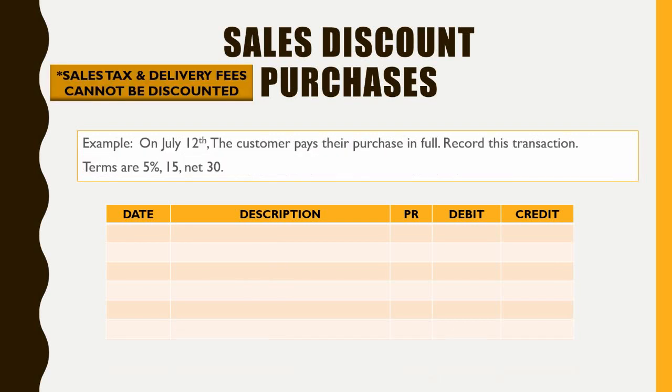Okay. So let's go ahead and say the customer decides to pay us in full in time for our discount. So he gets to receive a 5% discount on 15 net 30. So he met the 5% discount. So how much am I going to be collecting from this customer, assuming he paid with either cash or a check?